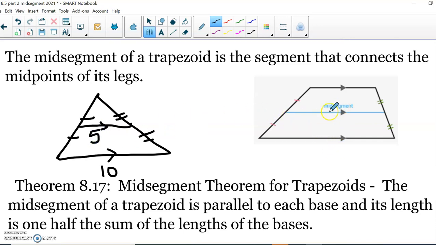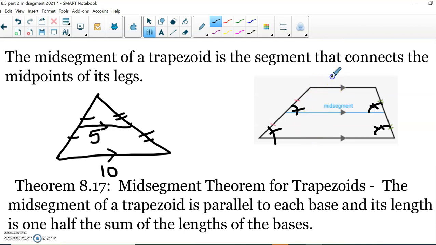It is parallel to the bases, so therefore we're going to have corresponding angles. You can just carry those angles from the base up. It's also halfway between the two bases. So how are you going to find the length of that midsegment? It's no longer half of the base because there are two bases.